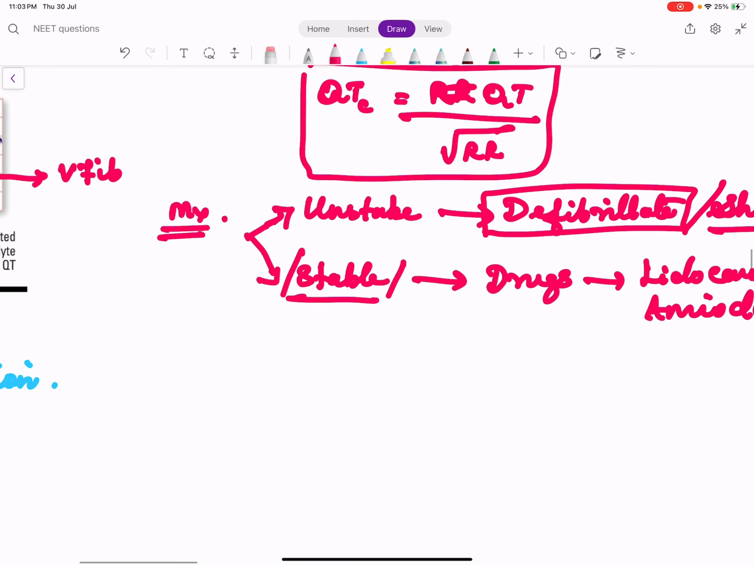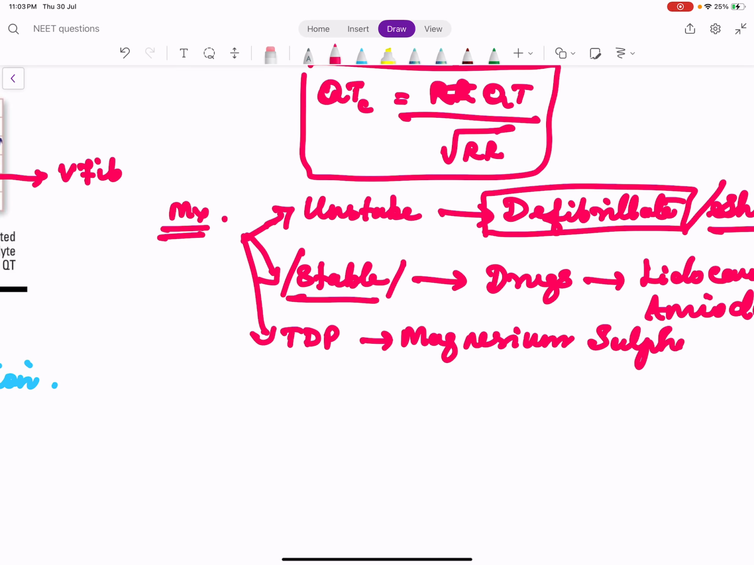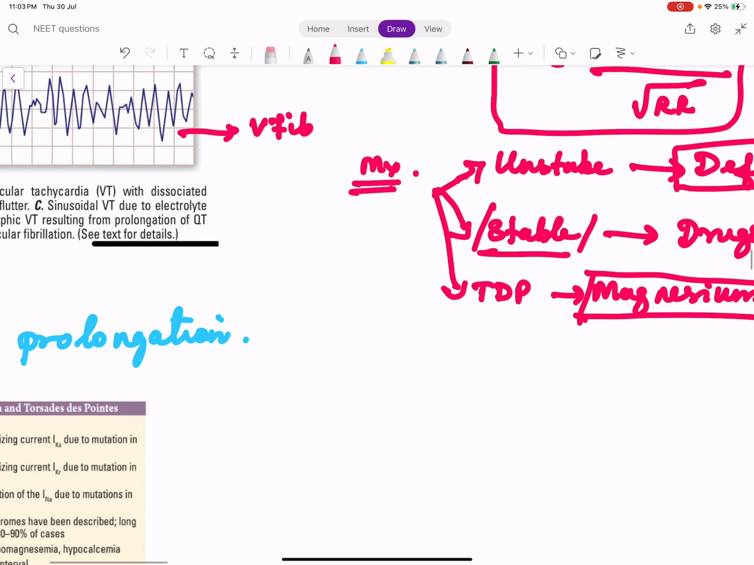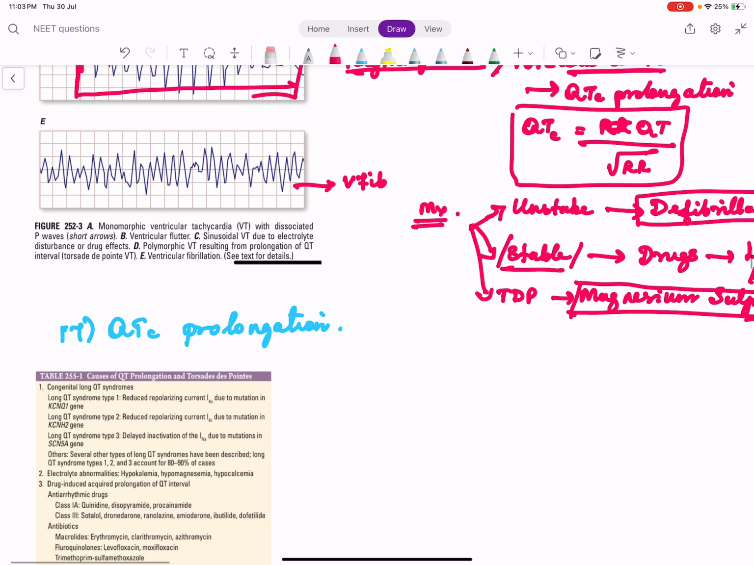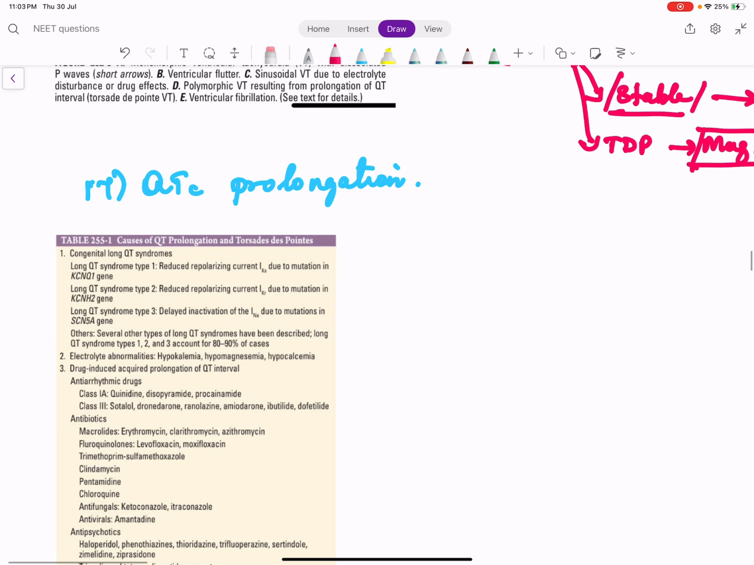And in QT prolongation and torsades de pointes, the drug will be magnesium sulfate. Hypomagnesemia is one cause of QT prolongation. Magnesium has antiarrhythmic properties. In TDP, magnesium sulfate is given, or in QTc prolongation also it is given to prevent arrhythmia formation. But once they go into TDP, if they are unstable, we have to shock or defibrillate.